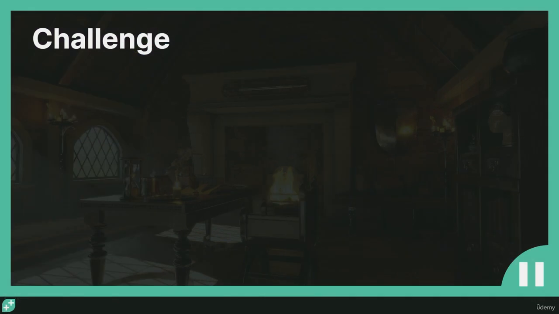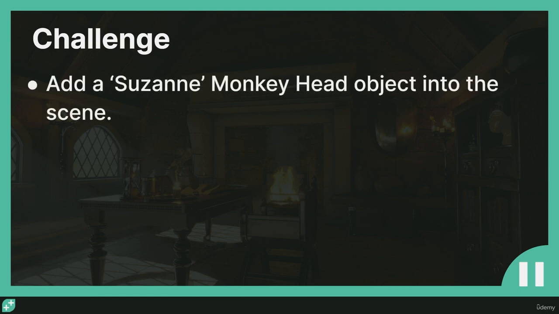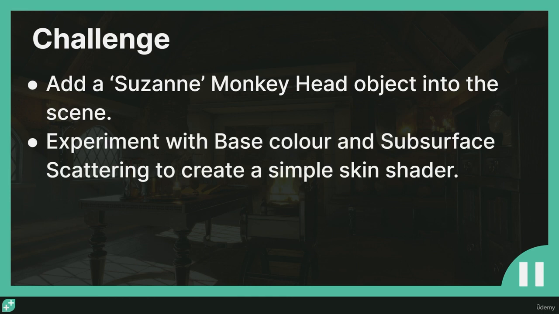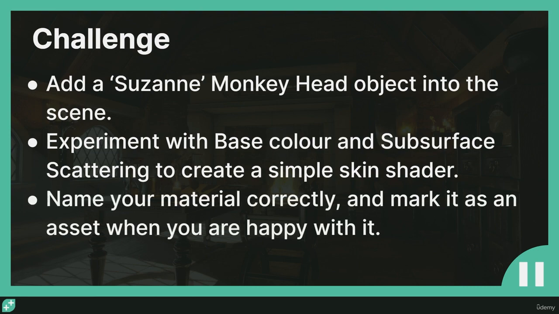Okay, so challenge time. So this is going to be a fun one. Now we've created our wax material just using base color, subsurface scattering, and adjusting the roughness. Your challenge is to add in the Suzanne monkey head object into the scene and adjust the base color, the subsurface scattering, and the roughness to try and create your own skin shader. So experiment with some different settings and see if you can get an effect that you like. Stick around for a moment and I'll show you my result. If you're happy with your skin shader, just name it and mark it as an asset.